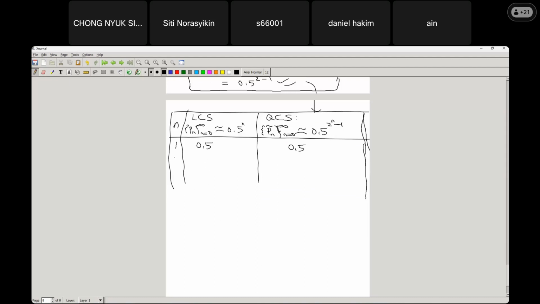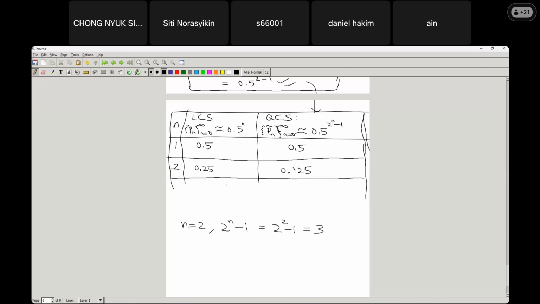Next, when n equal to 2, you have 0.5 squared. So you actually get 0.25 if you use your calculator. What about this one? When n equal to 2, your 2 power of n minus 1 is equal to 2 squared minus 1, this is equal to 3. So now you have 0.5 cubed, so your answer is 0.125. And you continue to do.